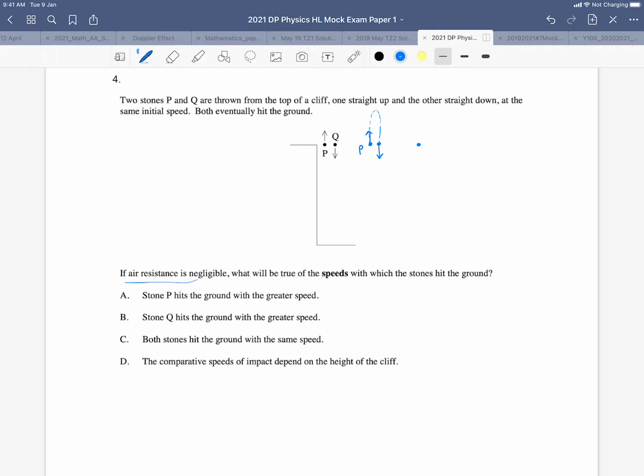And of course, that's completely the same situation that we have with Q, where these two balls now have the same speed pointing down, released from the same height. So they're going to hit the ground with the same speed.